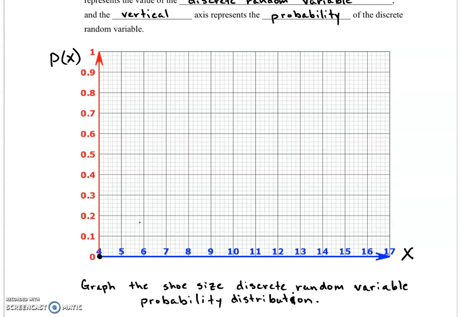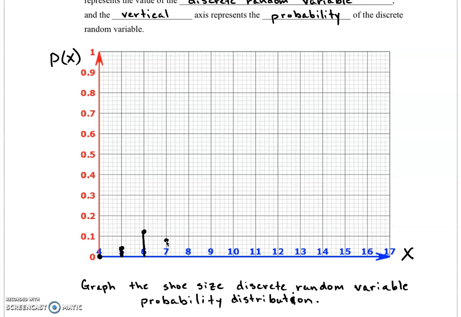And the way our graph is marked, each little small grid line is 0.02. So for 0.04, it's right here. And then we draw a line connecting it to the horizontal axis. Okay, let's try a shoe size of 6 was 0.12. So that's right here. Oops, except I put it at 7. Should have put it at 6. So 0.12. Shoe size of 7 was 0.08.